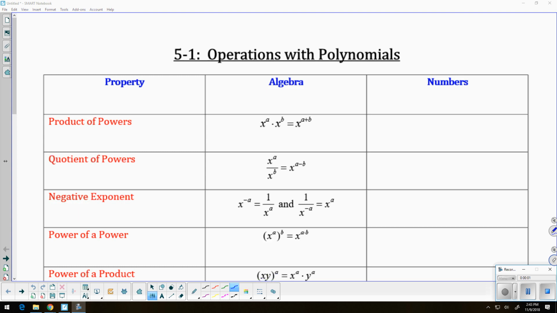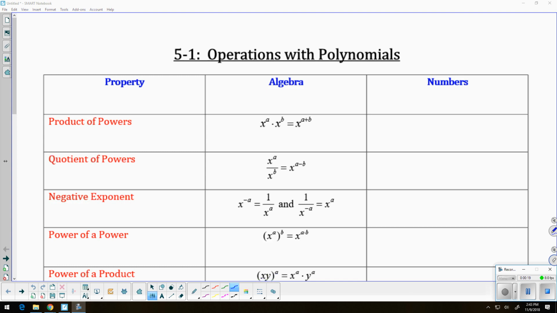All right, class. So today we're starting chapter 5, which is starting with section 5-1, and that has to do with operations of polynomials. But starting at the top, this big chart that you see at the top of your paper has to deal with the laws of exponents. So just reviewing, this is all an Algebra 1 concept.